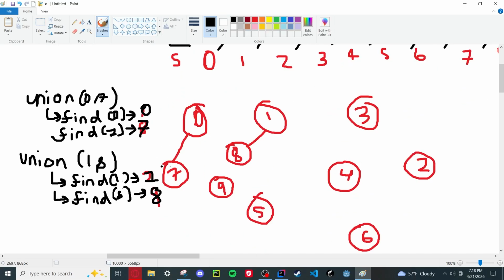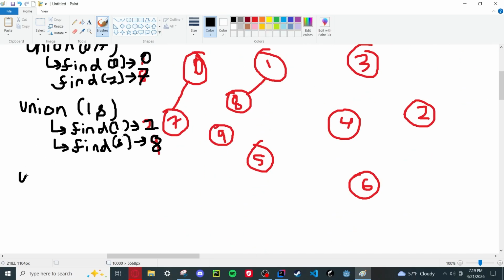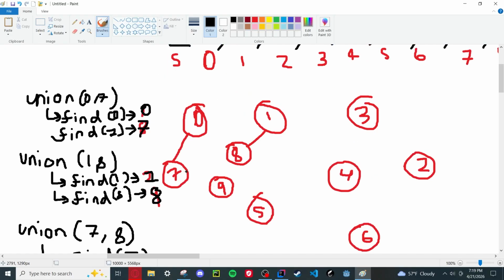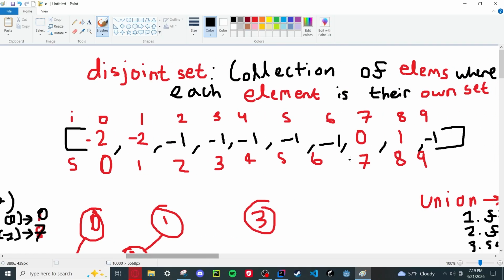Okay, now I would like to do, we're not going to union the whole graph because we still don't have time for all that, but let us do the union of 0 and 1. Or actually, what's better, I'd like to do the union of 7 and 8. So first we need to find the parent of 7. The parent of 7 is the 0. So you're going to go to 0. Okay, we find it. Good.